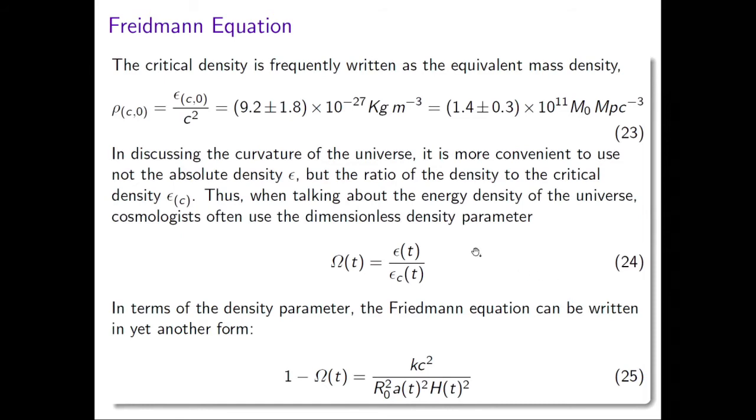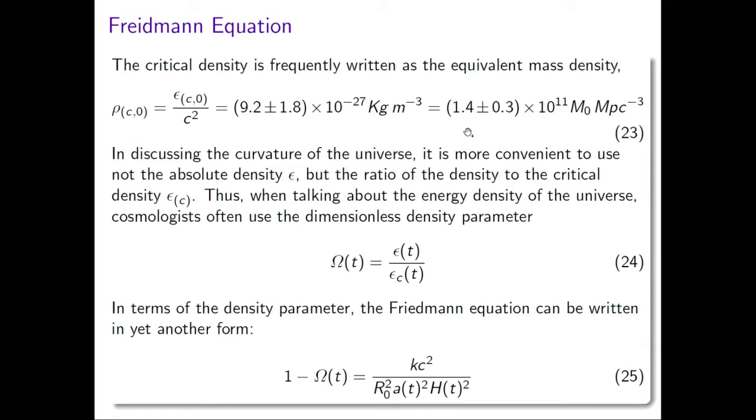And also the critical matter density can be computed by using this formula. This is based on the substitution we made earlier to convert the Newtonian form to the relativistic form. So you can compute the equivalent mass density. This is 9.2 plus or minus 1.8 times 10 to the power minus 27 kilogram per meter cube. It's also equal to 1.4 plus or minus 0.3 times 10 to the power 11 solar mass per megaparsec cube.